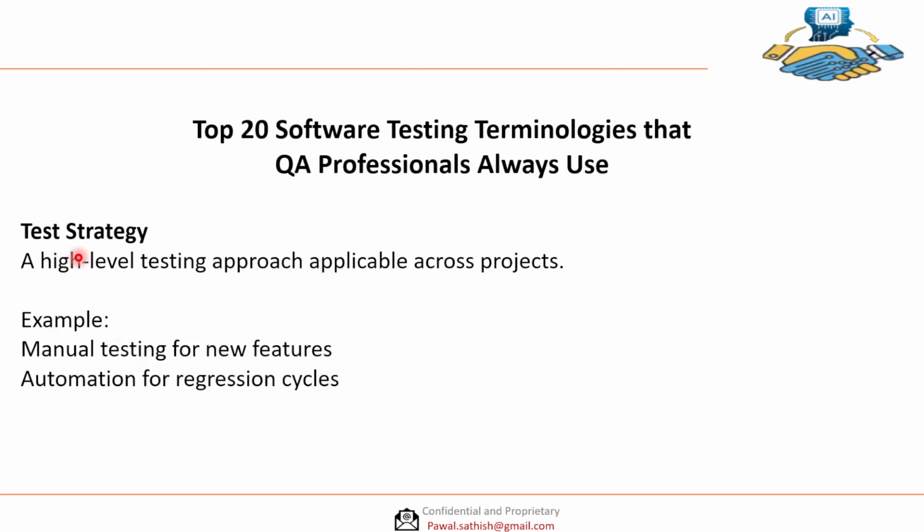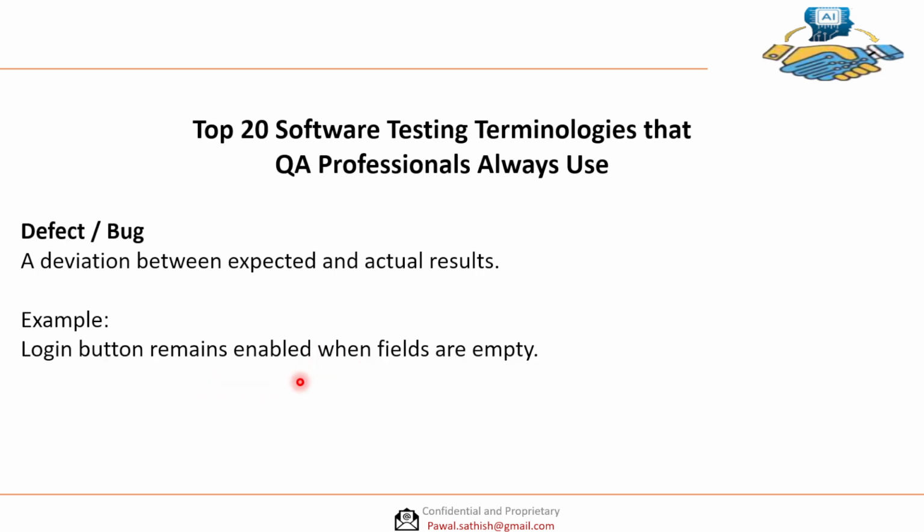So what is the test strategy? It is a high level testing approach applicable across the project. For example, when we are defining a strategy for a specific project: manual testing for new features, whereas automation for the regression cycles or the regression test cases.